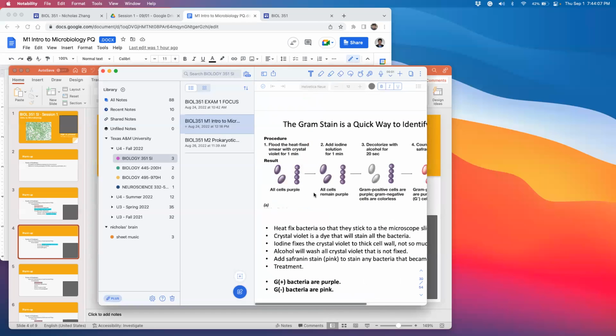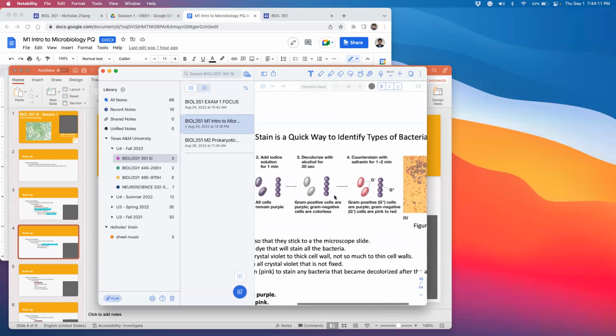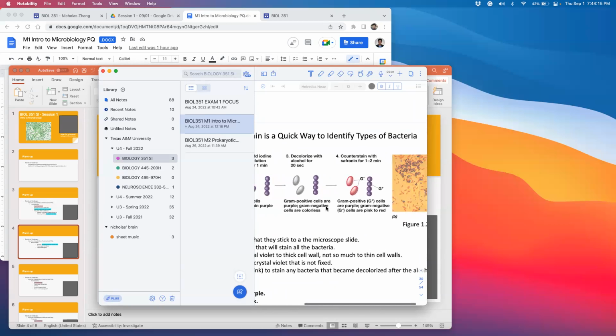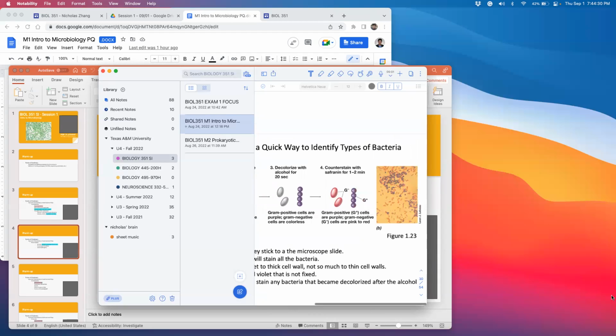So all cells are purple at first. Once you wash it, it has like white. And then they prepare something. What the hell is a counter stain? He said that the red wasn't as dominant as the purple, and that's why. Really?